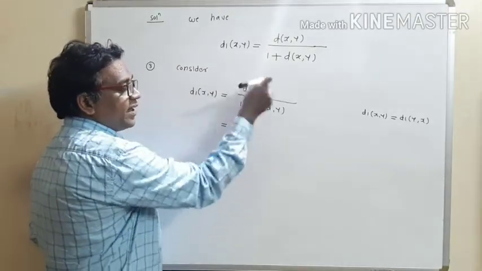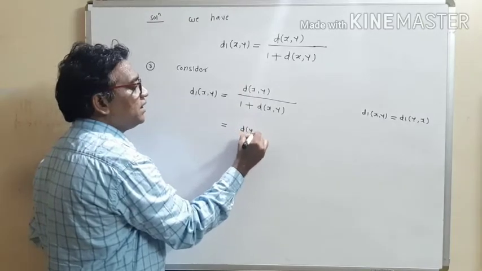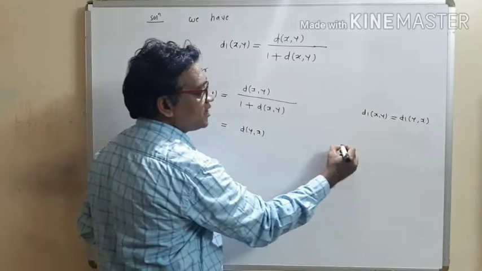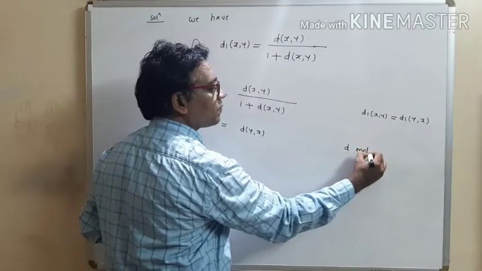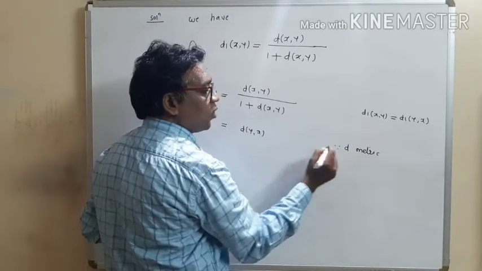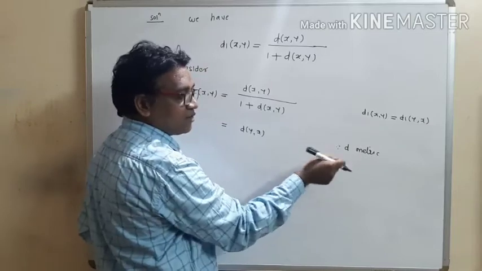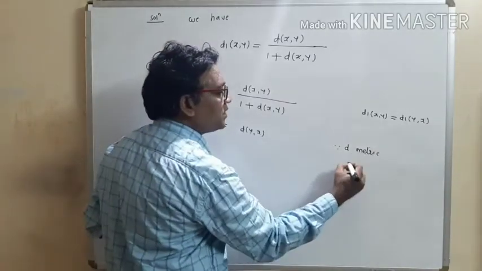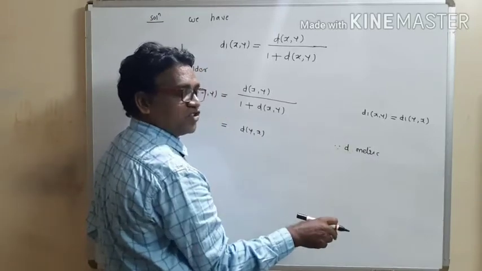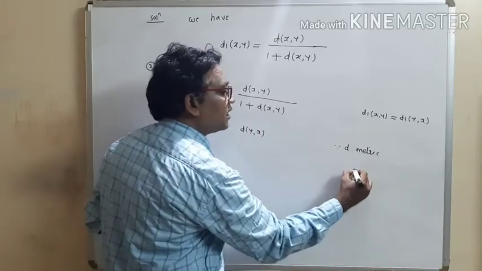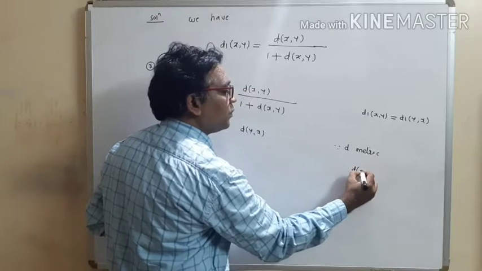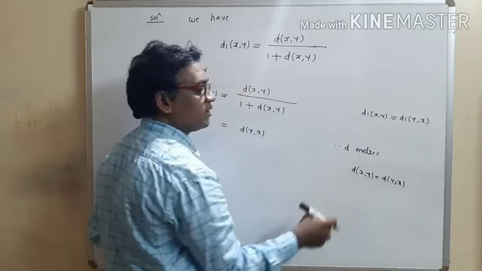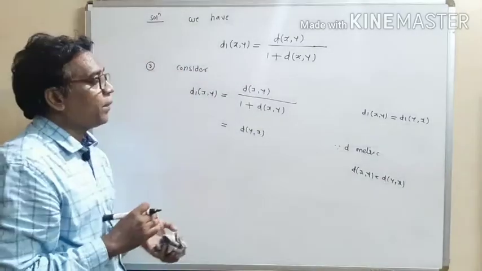Now this d(x,y) can be written as d(y,x), for the same reason. Because this d is a metric, this is given. What is given? This d is a metric space. D is a metric means d satisfies all four conditions. So this is our third condition. Because d is a metric, we have d(x,y) equal to d(y,x). It satisfies the symmetric property.